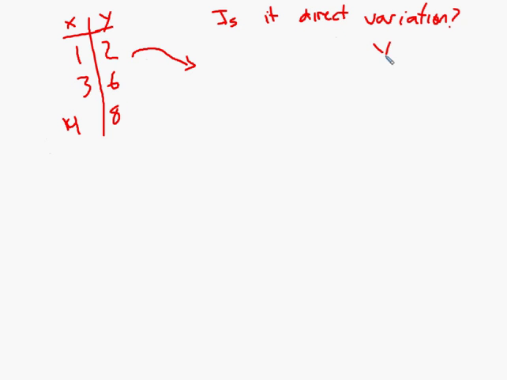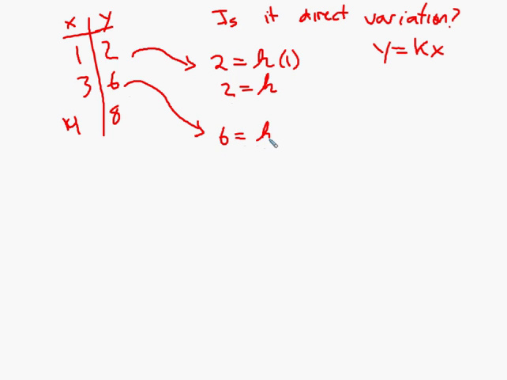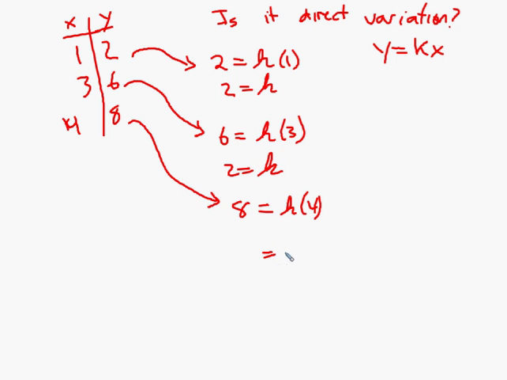What's our formula? Y equals kx. So 2 equals k times 1, solve for k. This one, y equals 6, k, 3. Divide by 3, k equals 2. And the last one. Okay, so I got 2 all the time, so yes, this is a direct variation. And it's a direct variation such that k, my constant of variation, is 2.